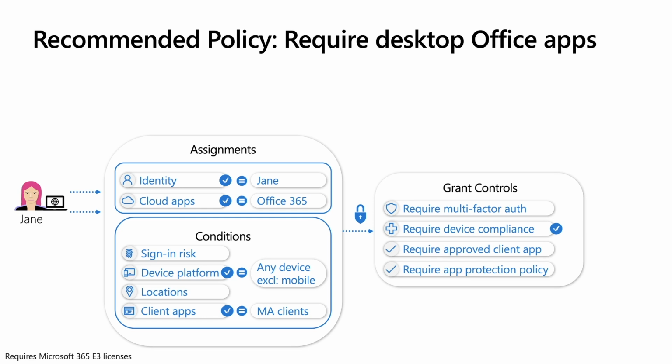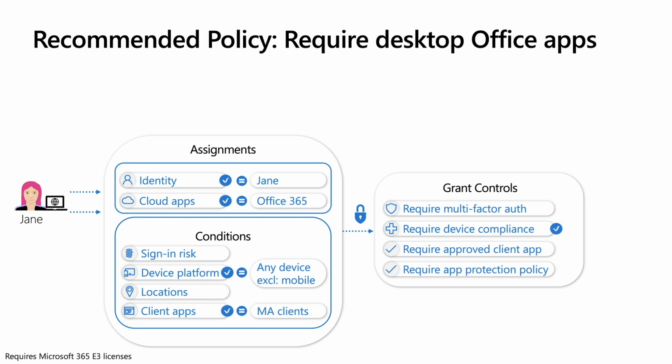From a device platform perspective, we're going to target any device but exclude mobile. And the reason there is we want to ensure that we capture all Windows and macOS devices in this policy, in addition to any device where we don't know what the device platform actually is. And then finally, we're going to target our client apps. In this case, we're going to specify any modern authentication capable client app or desktop app.